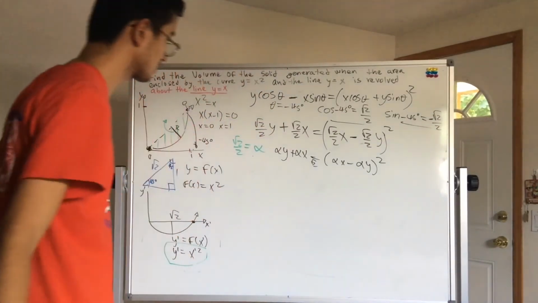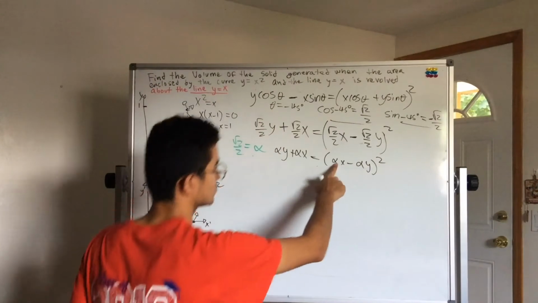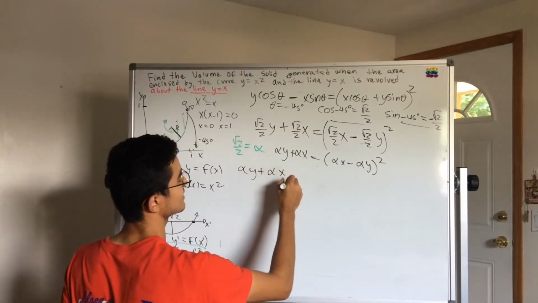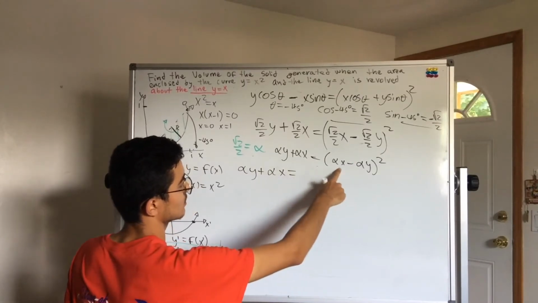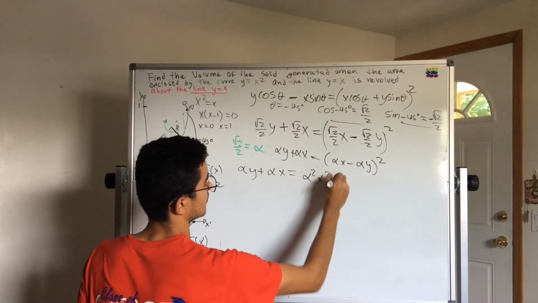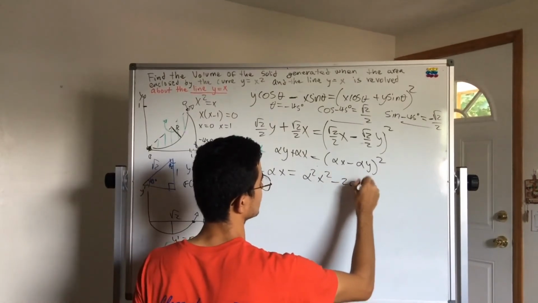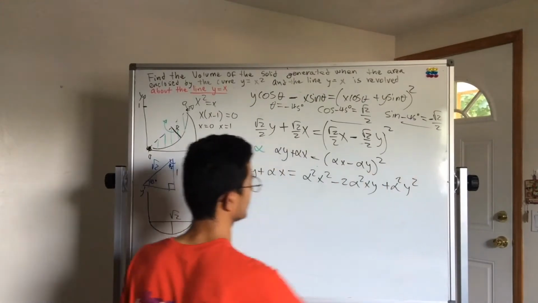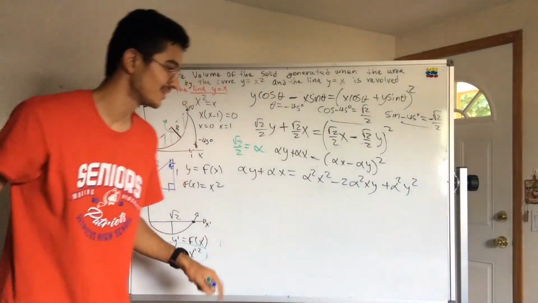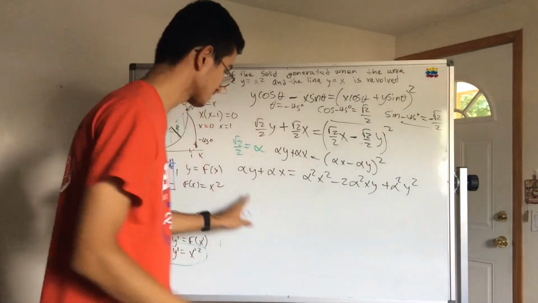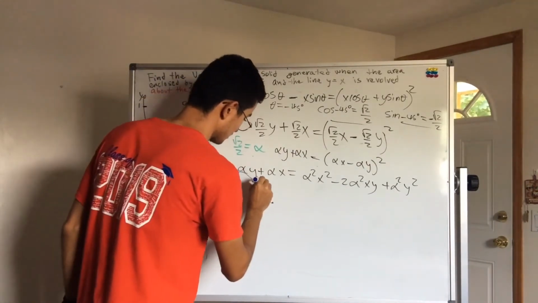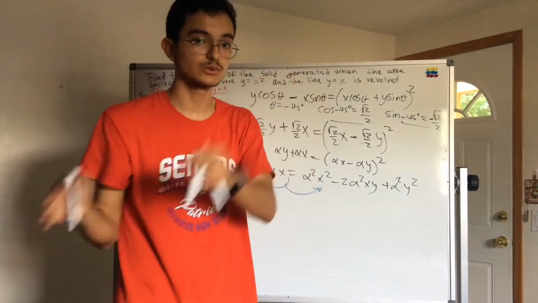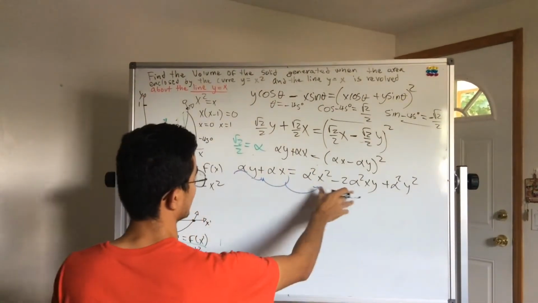So let's go ahead and distribute this. We're going to FOIL that. So alpha y plus alpha x is equal to alpha squared x squared minus 2 alpha squared xy plus alpha squared y squared. Okay? Now here's the trick. We're going to bring everything to one side. So all of this over here, we're going to bring it to the other side, so we're going to have something equals 0. So we're going to have all of this.